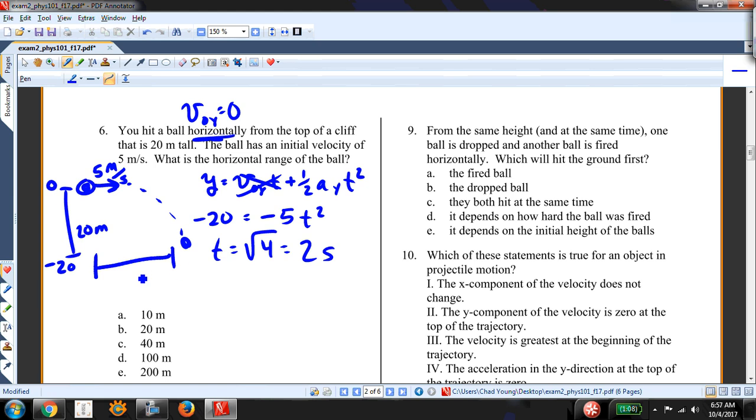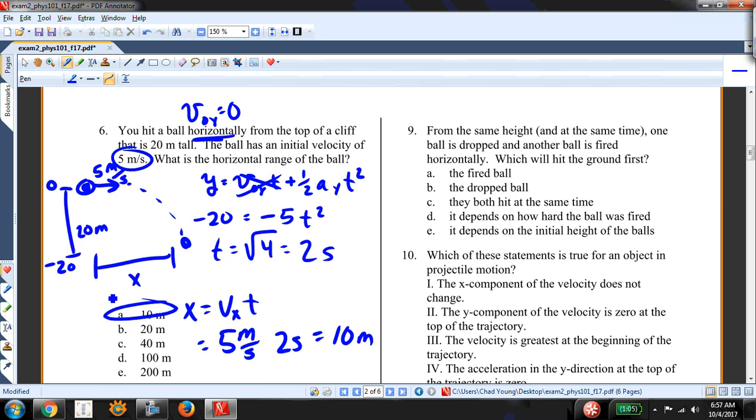Now, what is x? Well, x is equal to vx times t. Vx is equal to v naught x. It has an initial velocity that's all in the x direction of 5 meters per second times 2 seconds. That's 10 meters. So 6 is A.